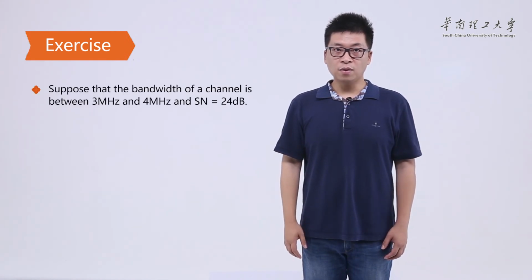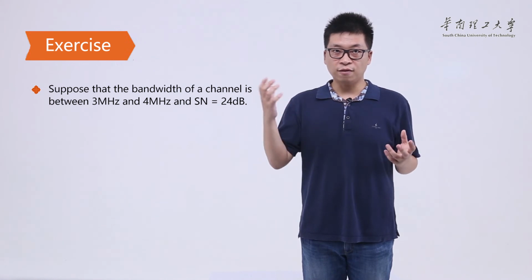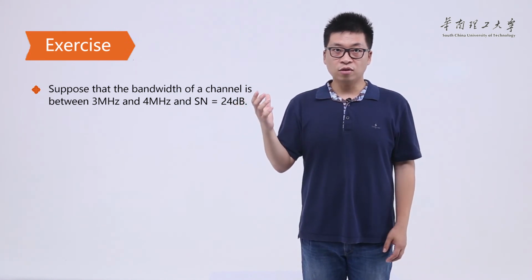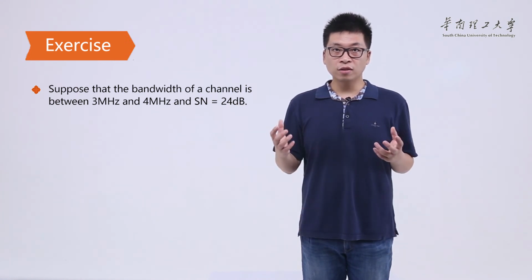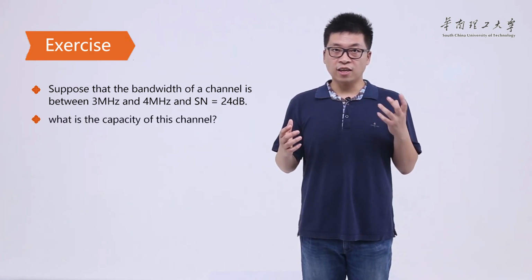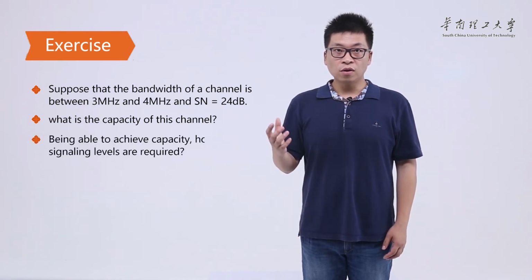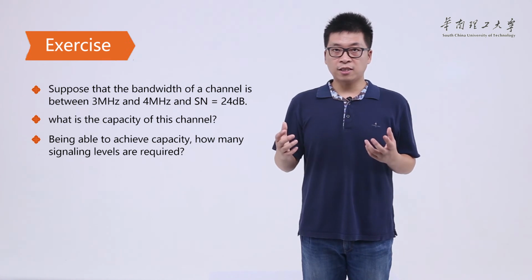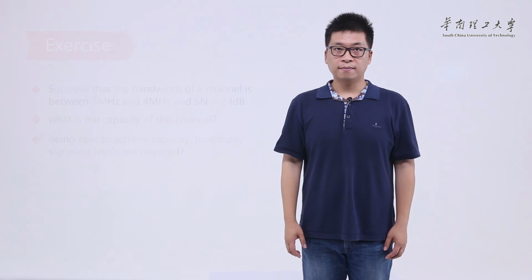Now, let's use an example to demonstrate how these two theorems can be applied for calculation. Suppose that the bandwidth of a channel is between 3 MHz and 4 MHz, and the signal-to-noise ratio is 24 dB. The question is, what is the capacity of this channel? Question 2, being able to achieve this maximum capacity, how many signaling levels are required?